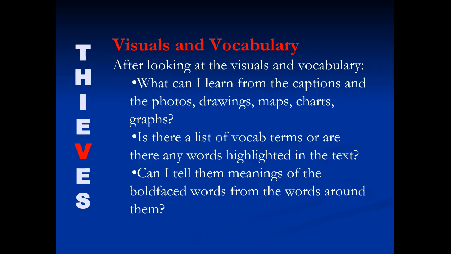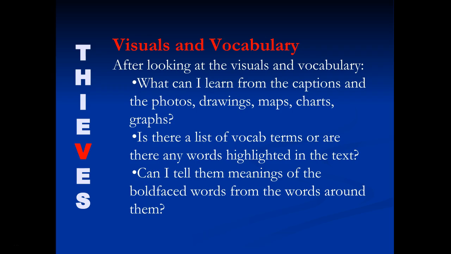V is for visuals and vocabulary. Visuals like pictures and diagrams and maps and charts and things like that. So if the passage gives you visuals, look at those visuals. What can you learn from the captions of those visuals, the writing that they have underneath it? Or what can you learn from the photos themselves, any drawings they might have, the maps they might use, the charts or the graphs?